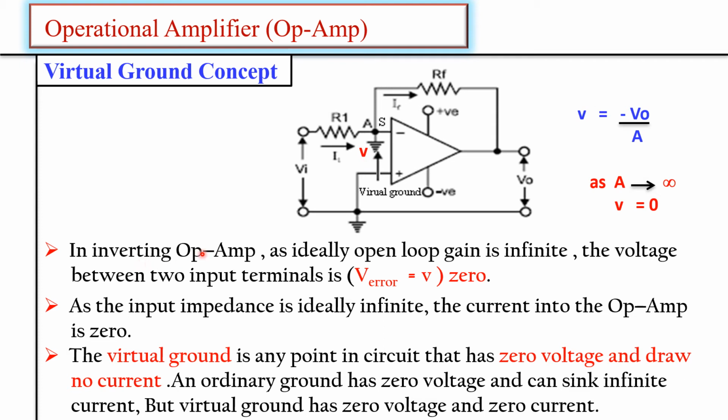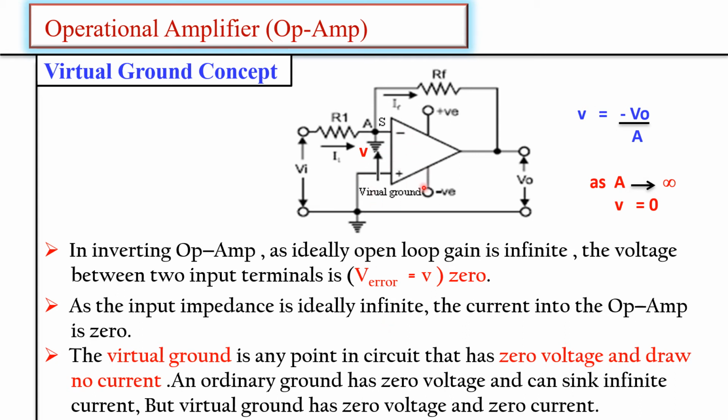In the inverting op-amp, ideally the open loop gain is infinite, and the voltage between the two terminals, the error voltage V error, is equal to 0, as A is infinite. As the input impedance is ideally infinite, the current into the op-amp is 0.